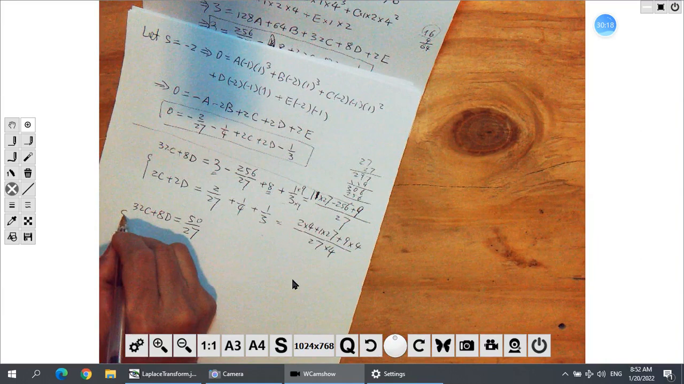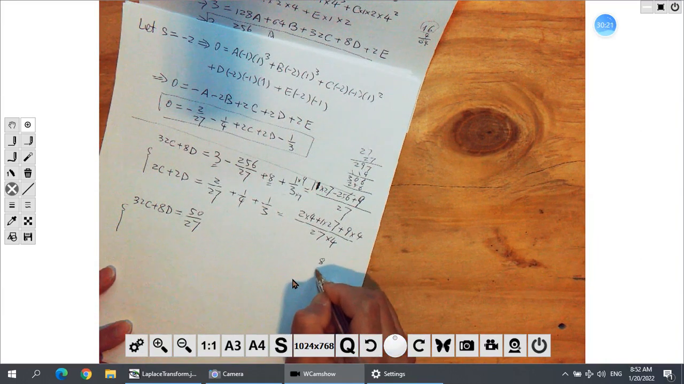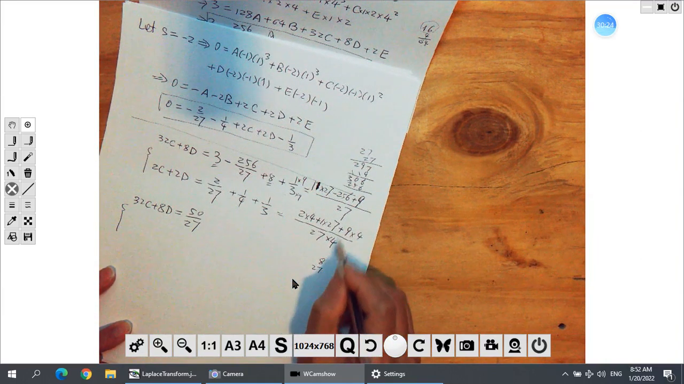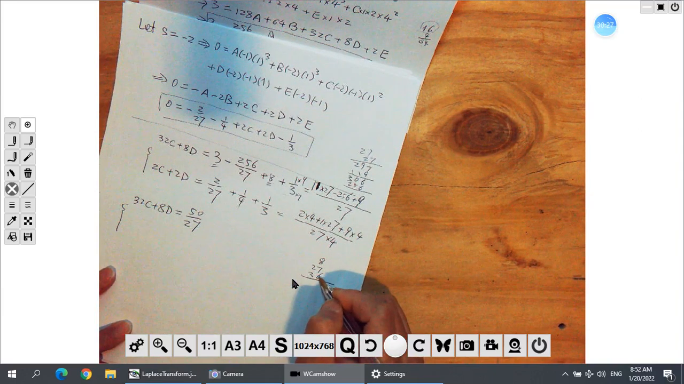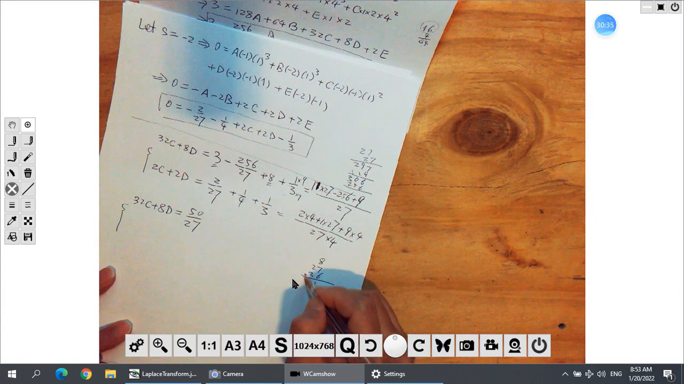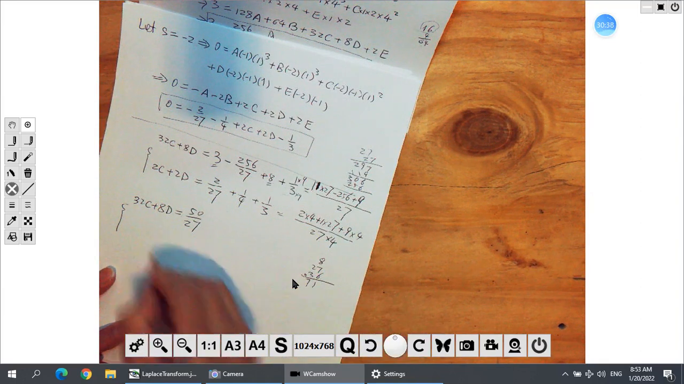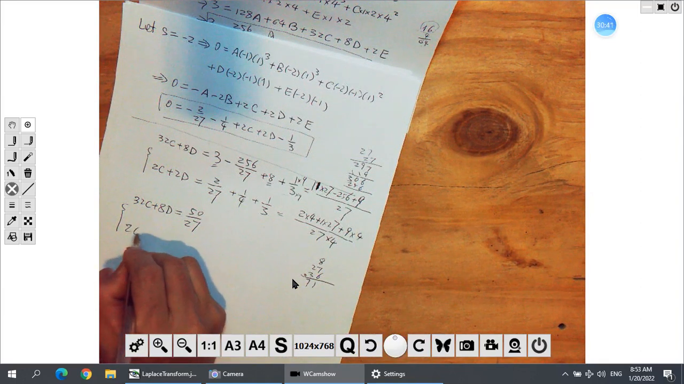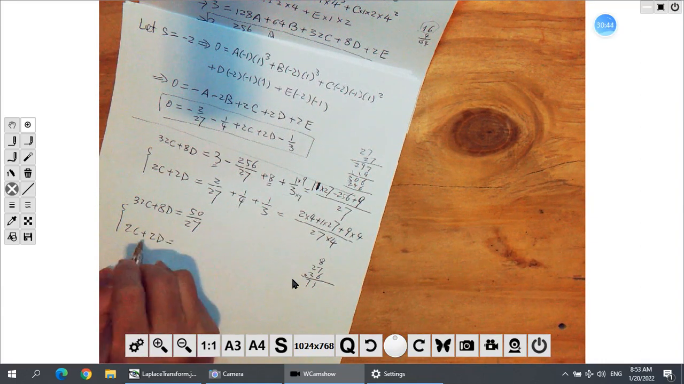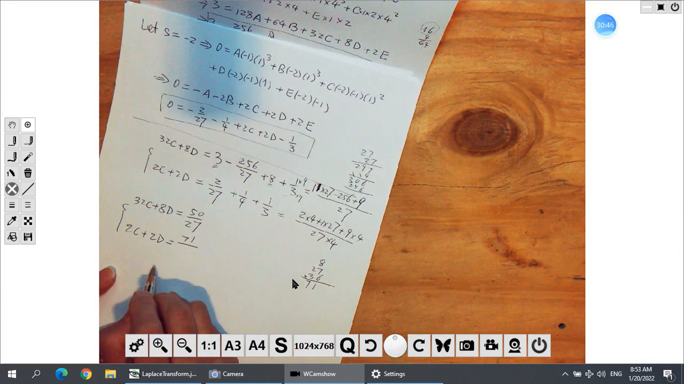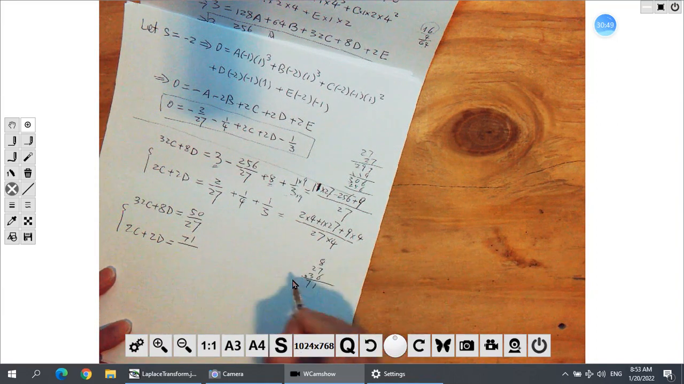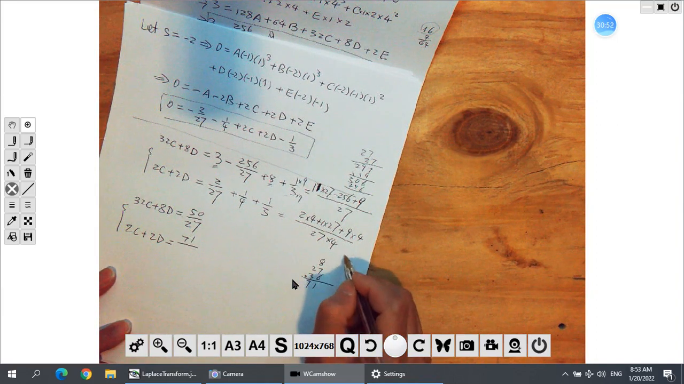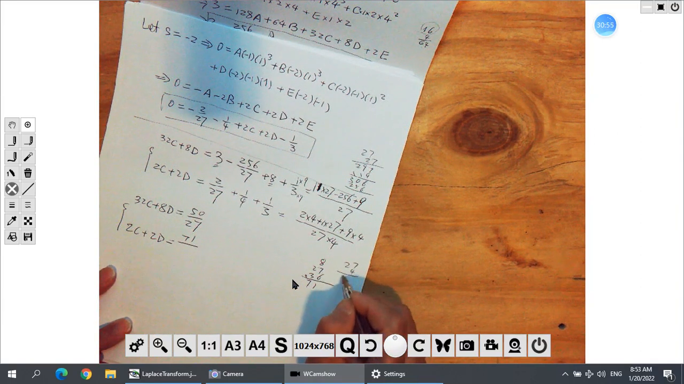And this one is 8 plus 27 plus 36. 6, 7, 8. So it's just 3 7s, right? It's 21. And 2, 5, 7, 1. So this is 2c plus 2d equal to 71 over this is 27 times 4. 27 times 4, 28, and 8, 1 over 8.